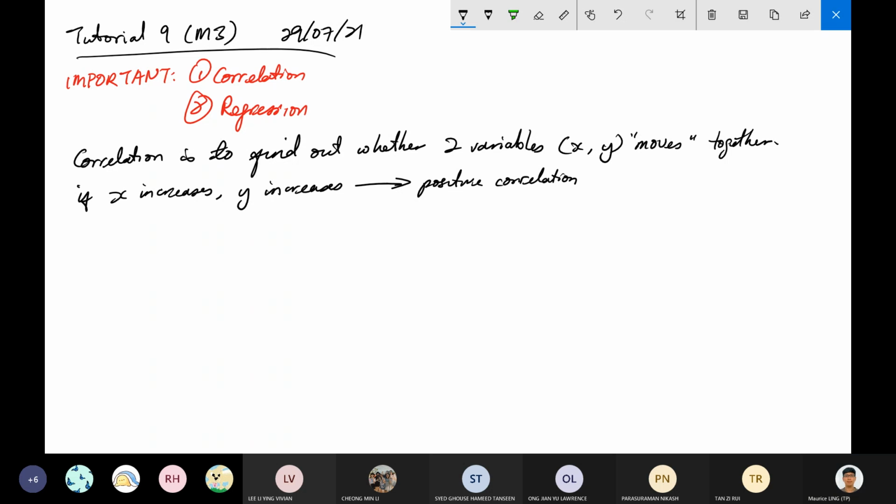Okay. So if x increases but y decreases, then we call this a negative correlation. Sometimes this is also known as inverse correlation.